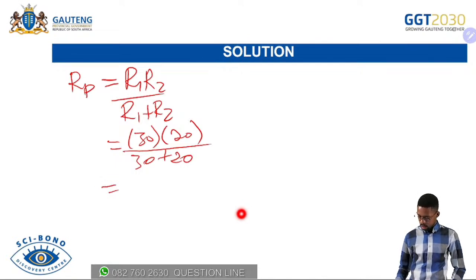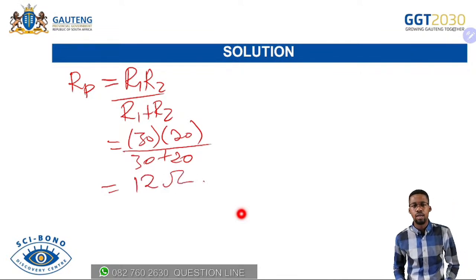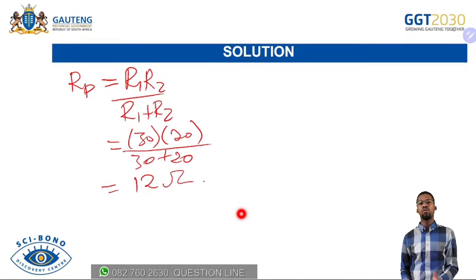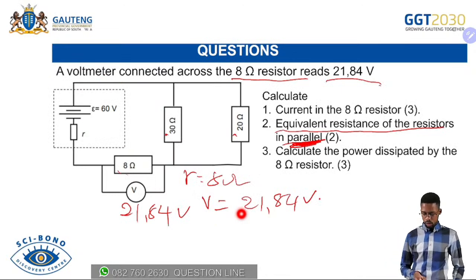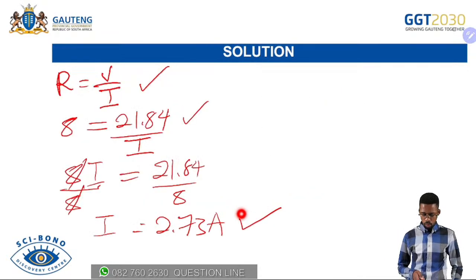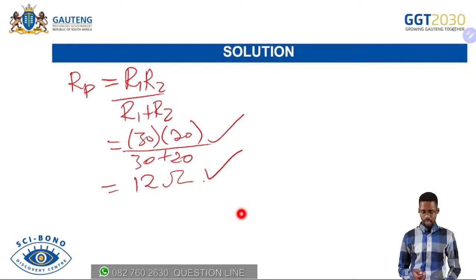So then you go to your calculator and you punch 30 times 20, divided by 30 plus 20. And I think your answer will be 12 ohm. So this is the equivalent resistance in parallel. It is equal to 12 ohm. Then it's 2 marks. So the mark allocation is 2: 1 mark for this and 1 mark for the answer.